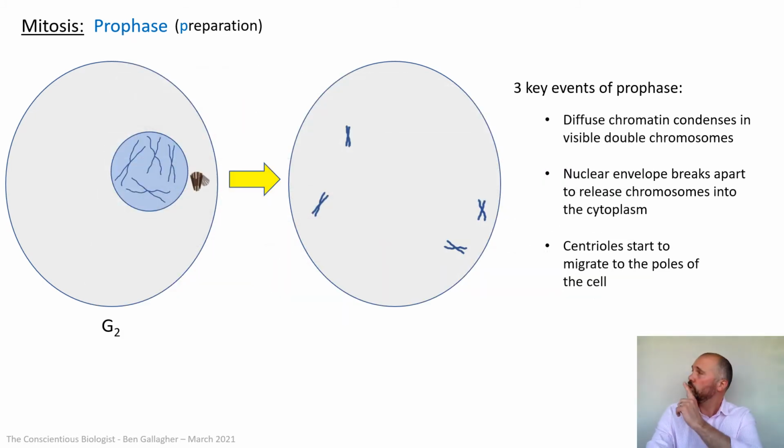But the centrioles sit just outside the nucleus. I'll put them over on the cell in G2. They're at right angles to each other, and you've got two of them. Now what happens as the third event is those centrioles start to migrate to opposite ends of the cell.